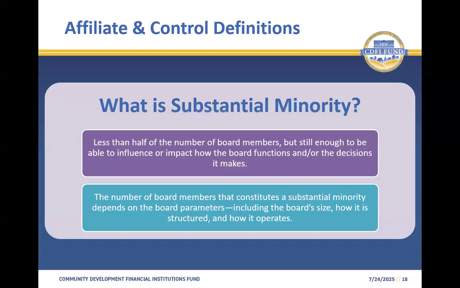You may have heard me reference a substantial minority when discussing controlling influences related to financing decisions or governing or managing board leadership. I'm going to cover what that substantial minority term really means. A substantial minority of a board is less than half of the number of board members, but still enough to be able to influence or impact how the board functions or how it makes decisions. The number of board members that constitutes a substantial minority depends on the board parameters, including the board size, how it's structured, and how it operates.